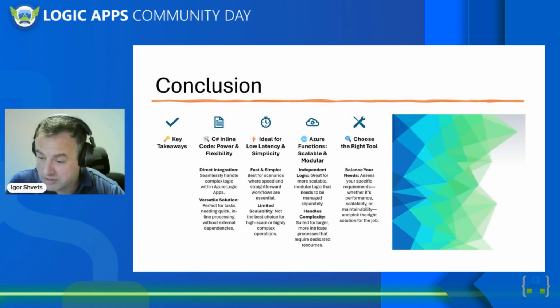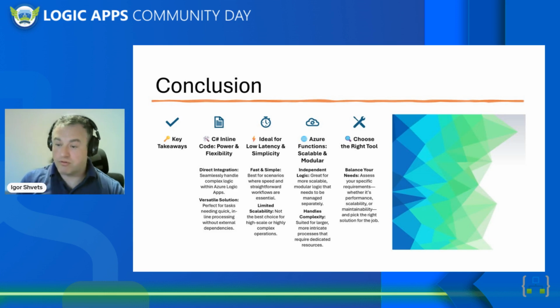Azure Functions are scalable and modular, independent of Logic Apps, great for more scalable modular logic that needs to be managed separately, and they handle complexity, better suited for larger, more intricate processes that require dedicated resources. So how to choose the right tool? Balance your needs, assess your specific requirements, performance and scalability, and pick the right solution for the job.